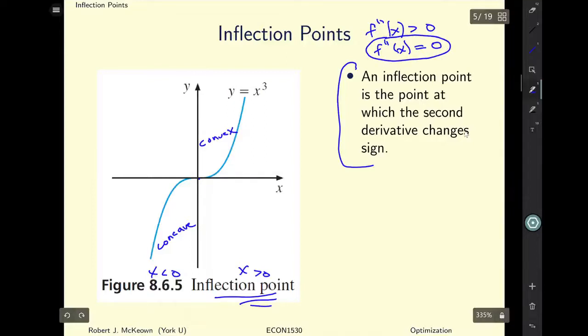And in order for it to change sign to go from, say, -1 to +1, assuming that we're dealing with only continuous functions here, it's going to have to pass through a point where f double prime is equal to 0.